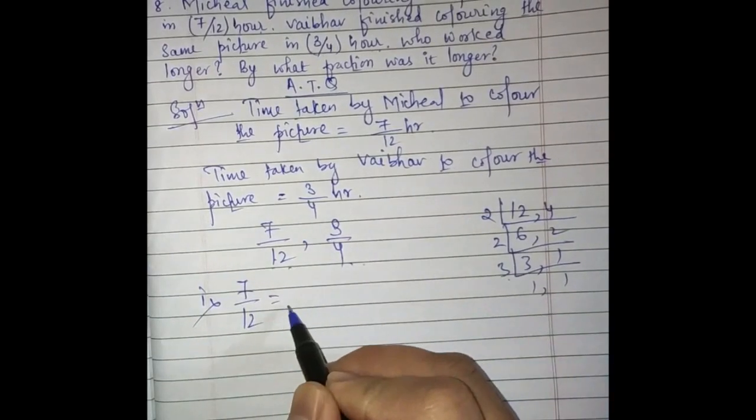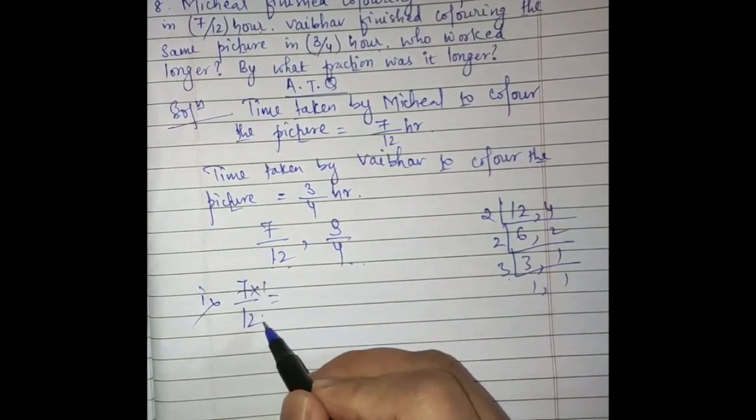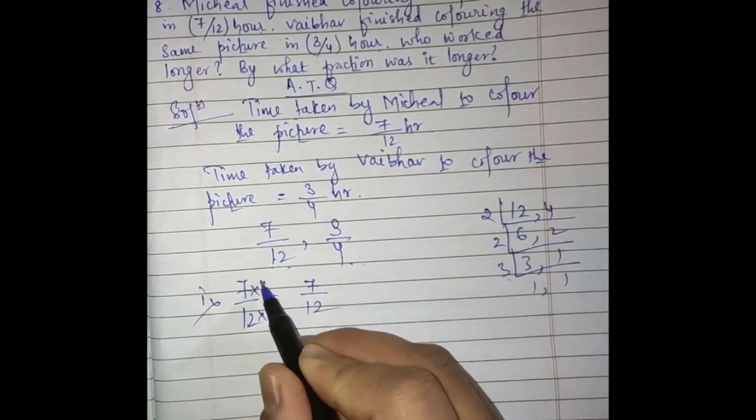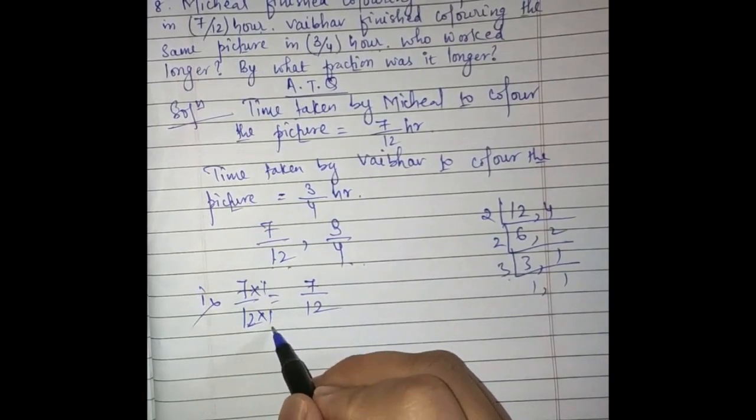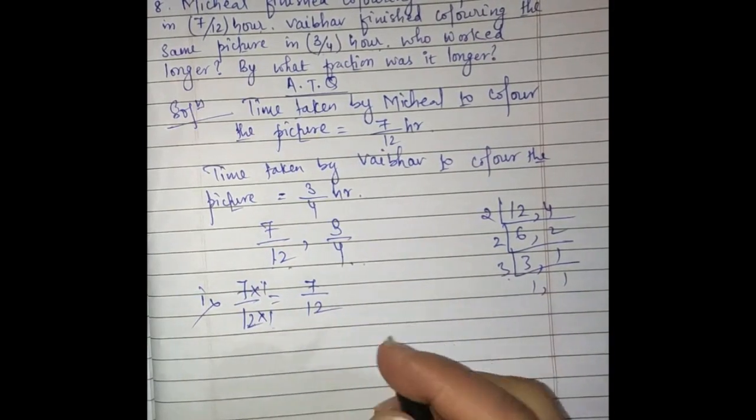Our LCM is 12. So we have to multiply both sides by 1 here, because it is already 12 here. So 7 1s are 7 and 12. Both sides we have to multiply by 1 in numerator and denominator form. So it is 7 by 12. Alright, so the value didn't change. This is for Michael.